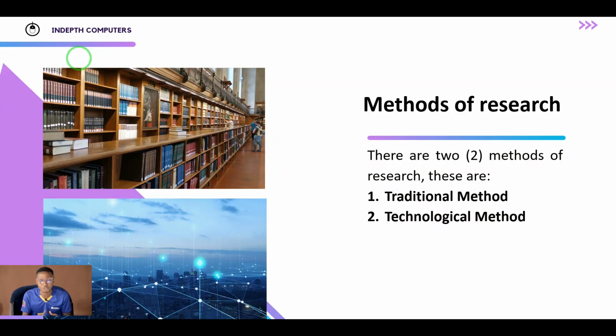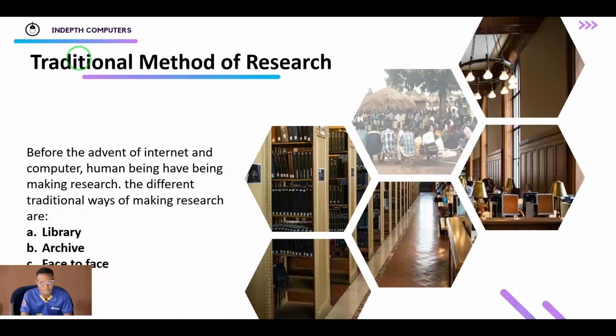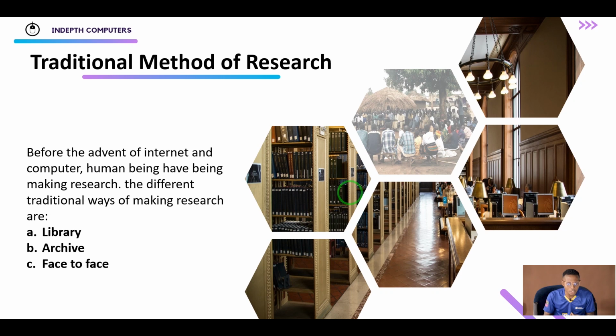Now, what are the methods of research? Basically, we have two. The first one is the traditional method and the second one is the technological method. Now, let's start with the traditional method. Before the advent of the internet and computers, human beings have been making research. Now, before the invention of the computers, ask yourself, how have we been carrying out research?